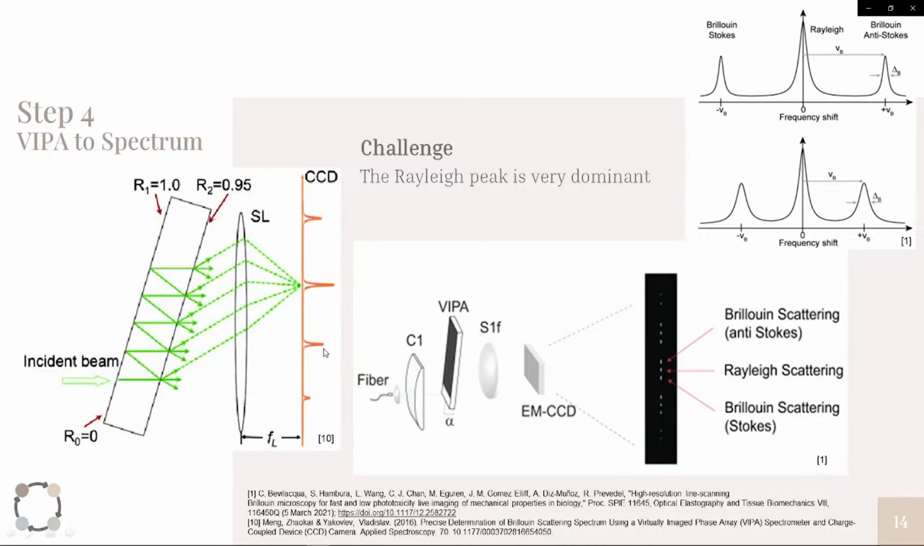So that is why we need to use a spectrometer. If we didn't use a spectrometer, it would be practically impossible to see any difference between the Rayleigh peak and the Brillouin peak. So that's where the spectrometer is necessary to get a difference between the Rayleigh and the Brillouin peak. And then once we have the distance between the Rayleigh and Brillouin peak, we have our frequency shift. And this frequency shift can be used to understand the mechanical properties of your sample, to understand the viscoelasticity of the sample.